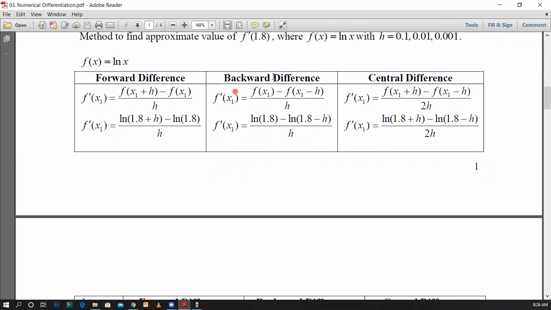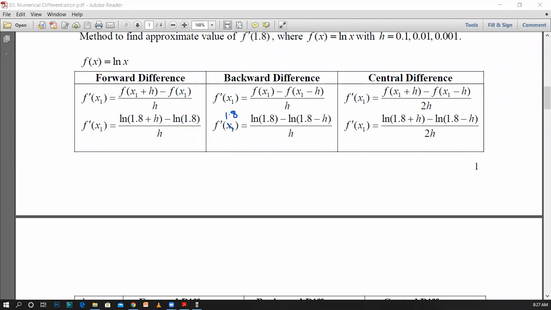Therefore, we may get some answers that differ from the previous answers, but anyhow those answers will be closer to each other. Then here we have to define the value of x1. Here we can say this value is 1.8, and once you apply this x1 in the function, you can see that the equation for backward differencing is now in this form. Therefore, the substitution gives you the value as ln 1.8 minus ln(1.8 minus h), divided by h.